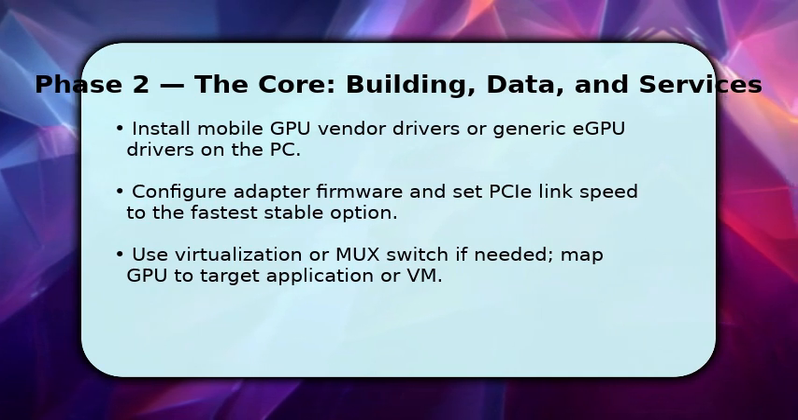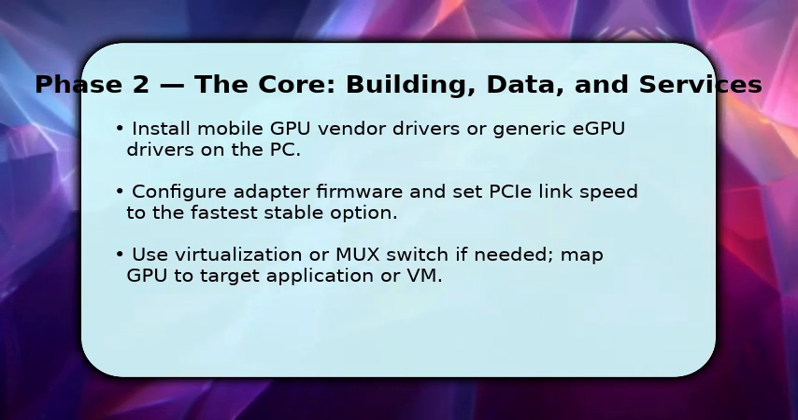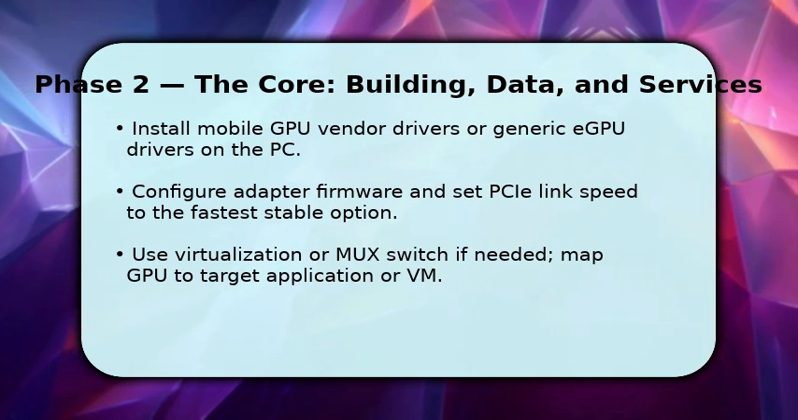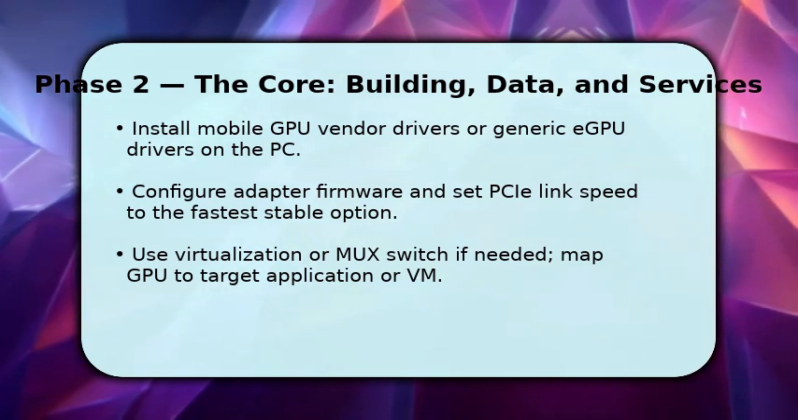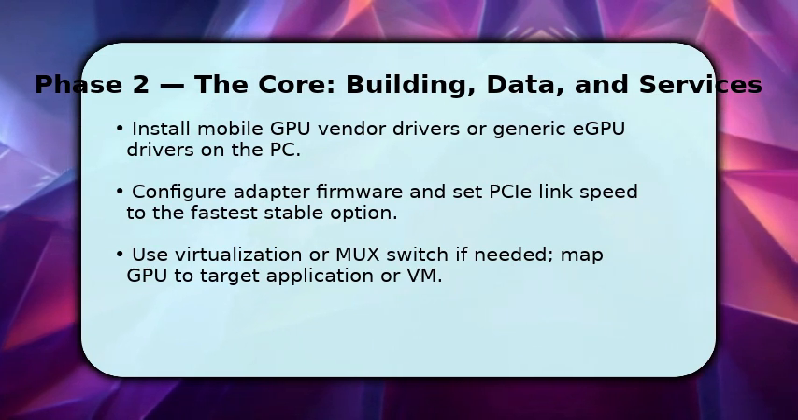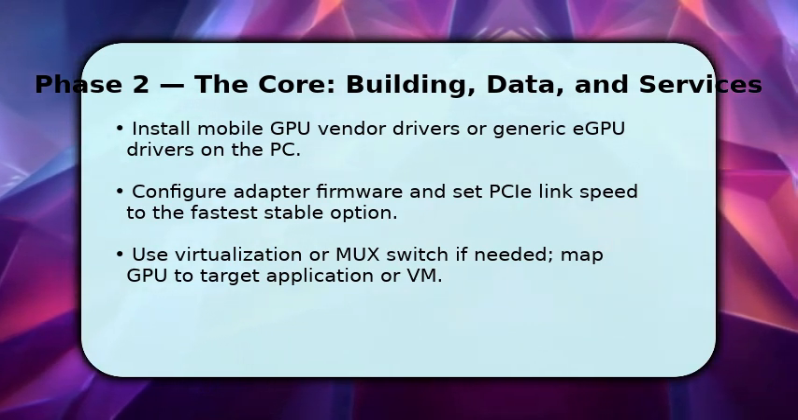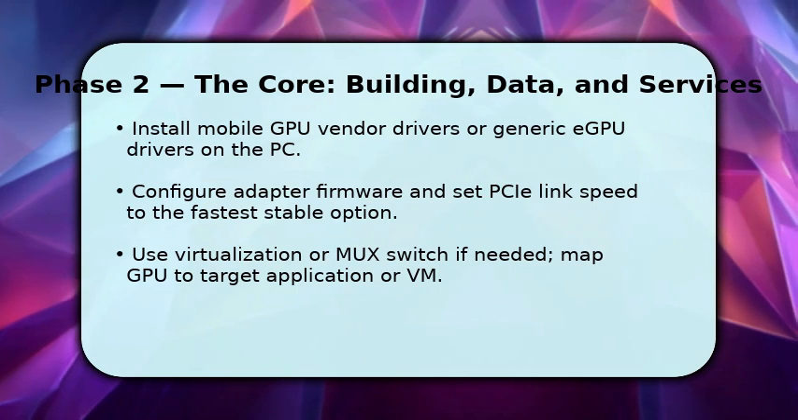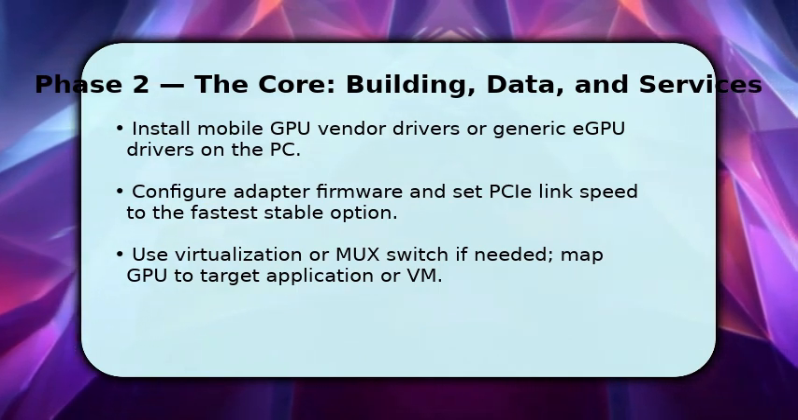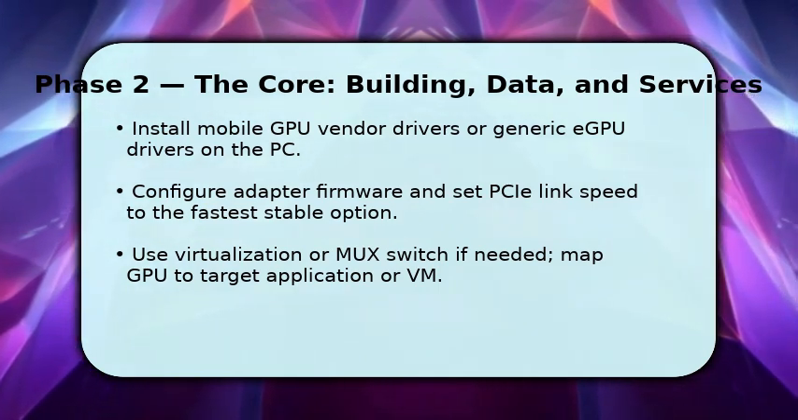Lower speeds reduce bandwidth. Once the system recognizes the card, configure the MUX switch or virtualization pass-through so the mobile GPU maps to the target application or virtual machine. Make sure to test with a lightweight benchmark to verify compute and graphics outputs are routed correctly.